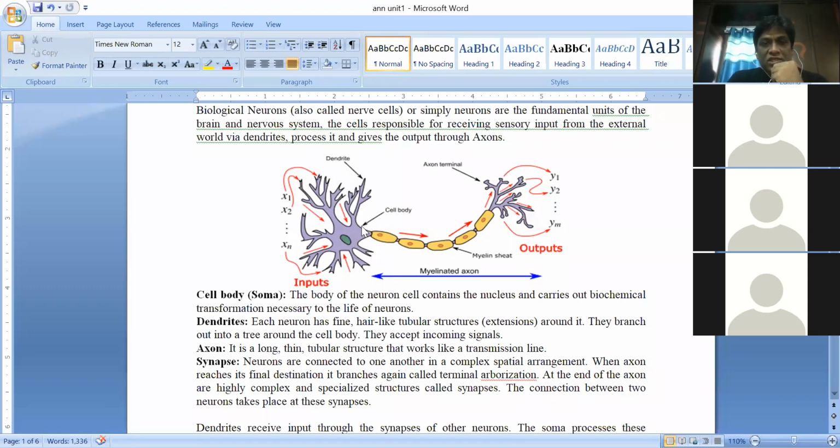After processing the entire information which is received through dendrites, it sends signals through the myelinated axons. These are called myelinated axons, which are covered with the myelin sheath. And these are the axon terminals, which will be connected to other neurons and act as the output carriers. So whatever is produced by this neuron will be carried to the neurons which are connected through these axon terminals. So this is actually a single neuron.